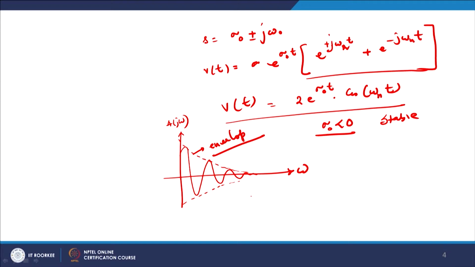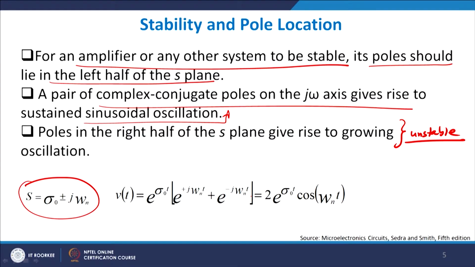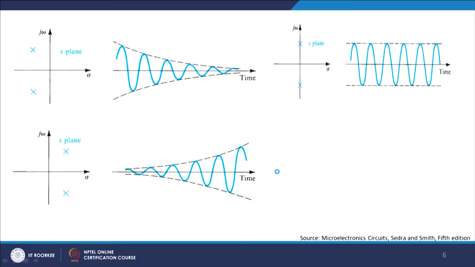As you can see, where sigma naught is less than 0, you will get e to the power sigma naught coming into the picture, which means sigma naught is negative, and e to the power negative is actually a falling function. Therefore, you will automatically get a smaller and smaller function in general. So this is the basic concept, as I discussed with you, 2 e to the power sigma naught t cos of omega n into t.